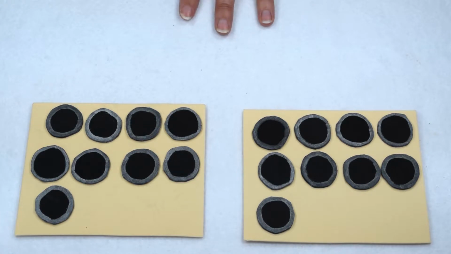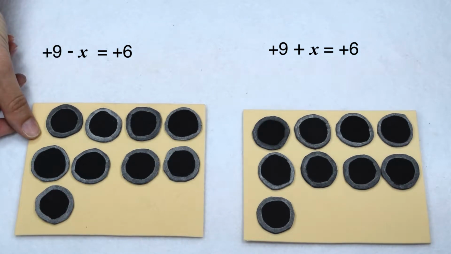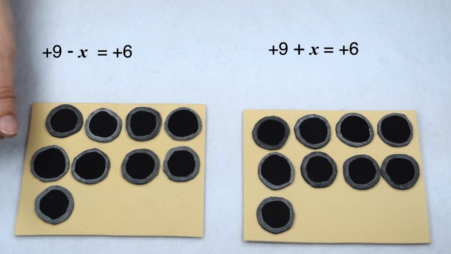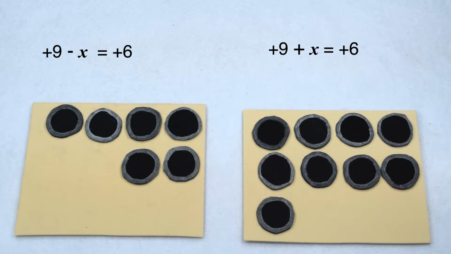Let's start by illustrating out two similar problems on a chipboard. In our first problem, we're going to illustrate positive 9 minus something gives us positive 6. And in our second problem, we're going to illustrate positive 9 plus something gives us positive 6. Well, let's start with our subtraction problem. I have 9 black chips on the board because our black chips represent positive values. I need to have 6 black chips on the board, so I'm simply going to take away 3 of them. When I do, that leaves me with positive 6. So positive 9 minus positive 3 gives me positive 6.